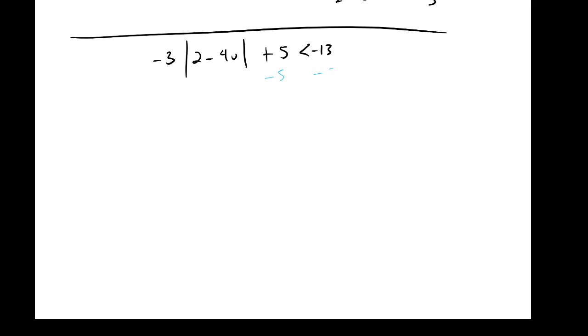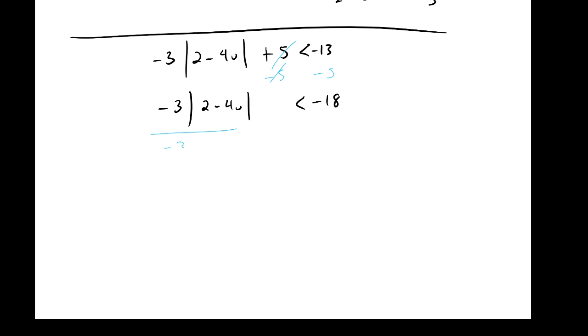So let's go ahead and do our inverse operation. Of course, we're going to subtract 5 first from both sides. So we have -3 times the absolute value of 2 minus 4u, and we are less than, right? Because the 5 minus 5 cancels out. -13 minus 5 is -18.